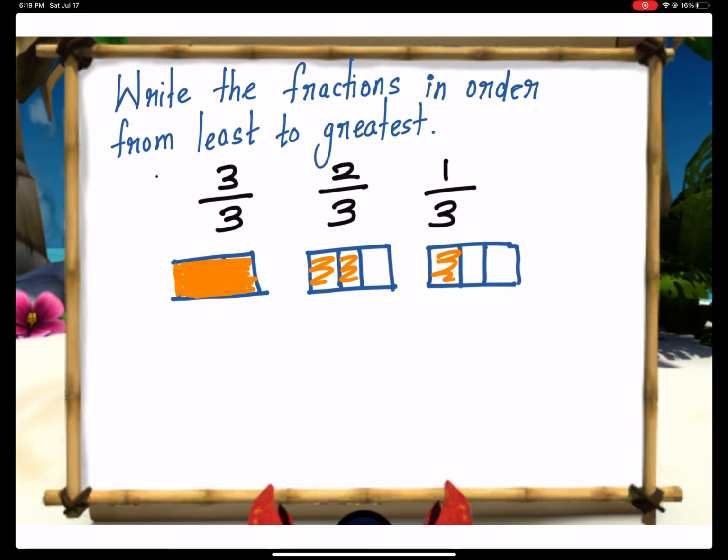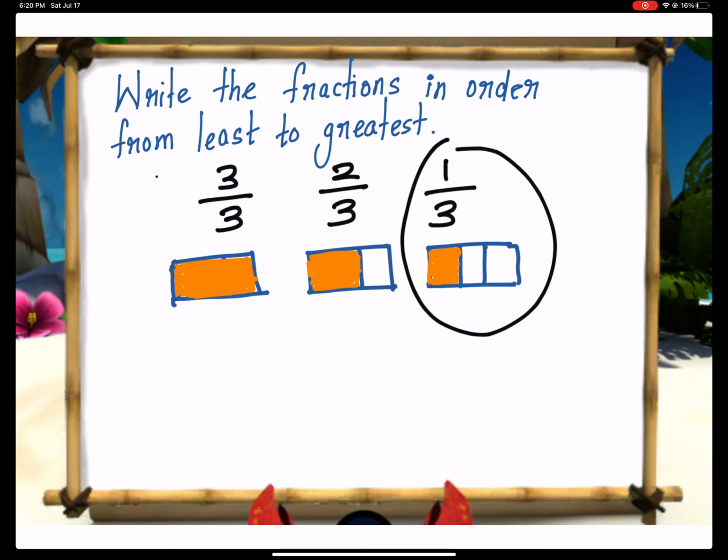So let me shade it neatly. So 3 by 3 will look like this. 2 by 3 will look like that. And 1 by 3 will look like this. So which one is the least? When you see the picture, you can imagine which one is the least. Okay, so the least one is 1 by 3. So this is the least one, 1 by 3, because the part colored is very, very small compared to the other fractions.